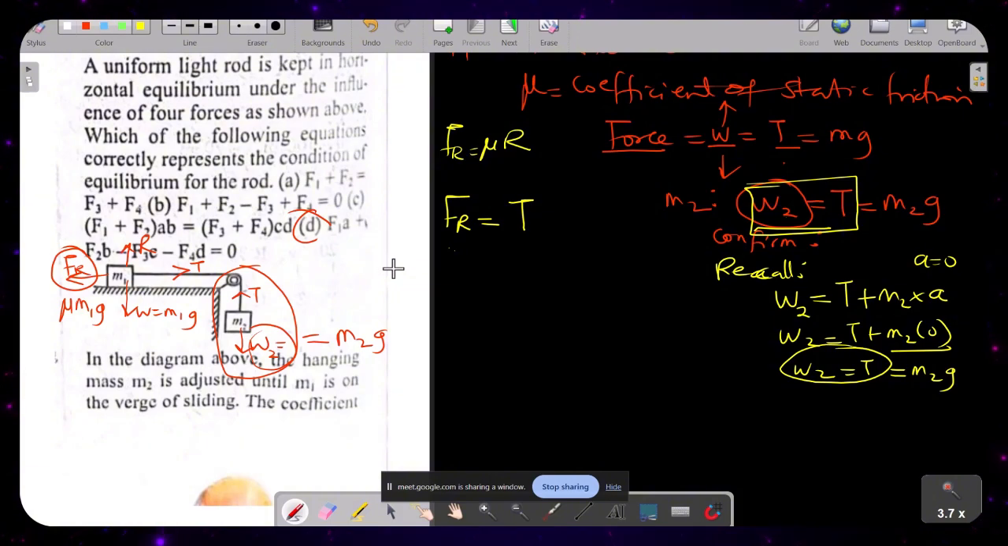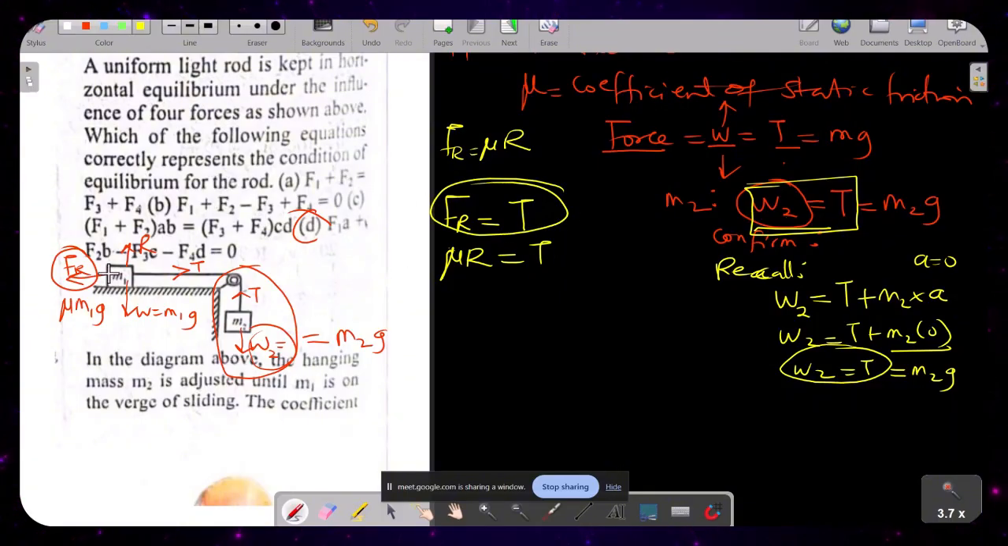So what do we have here now? Your UR, okay, this is not UR, but the coefficient of static friction times your normal reaction, is equal to your tension. Remember why I say this? The reason is that this frictional force is going in the opposite direction to your tension.